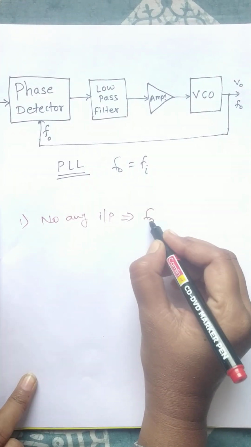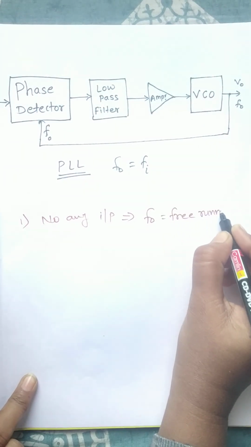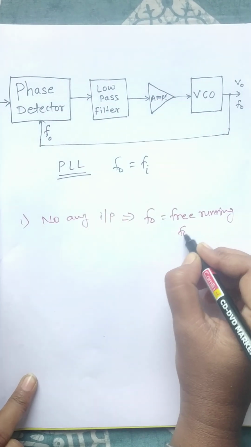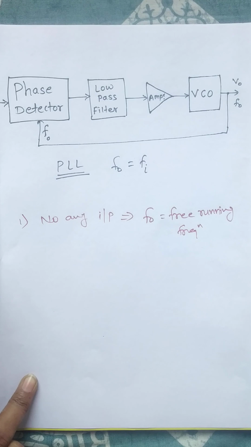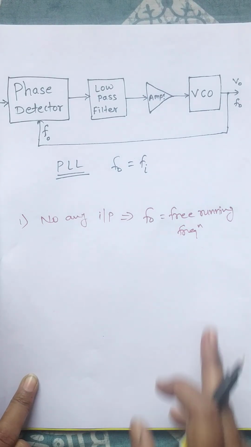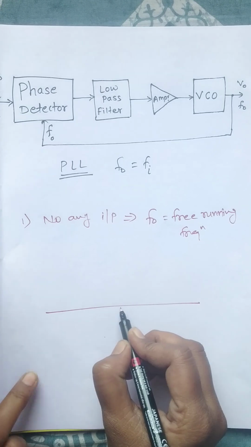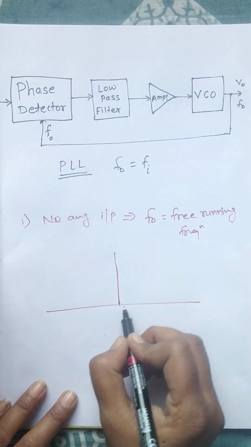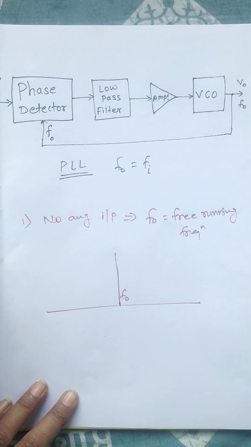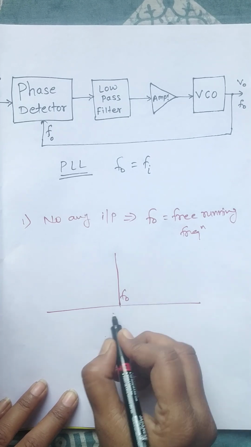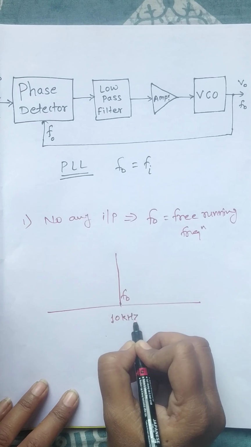Frequency of the output, that is called the free running frequency. It means this voltage controlled oscillator will generate some signal with a frequency, that is called the free running frequency. F0 is the free running frequency. Again we will take some values so that it will be easier to understand. Suppose the free running frequency is 10 kilohertz.